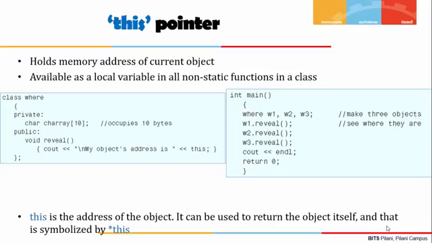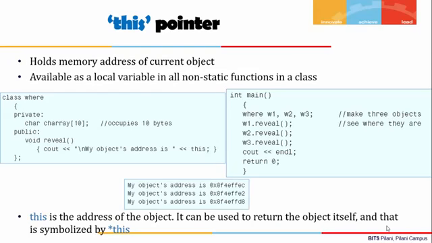Now this reveal member function, if you look carefully, prints out the value of this pointer. My object's address is, then it is printing out the value of this pointer. So this pointer will be pointing to the address of the current object. So the output of this will be something like this. So the data in each object is an array of 10 bytes. Hence, the objects are spaced 10 bytes apart in memory. If you see the object's address, they are separated by 10 bytes.